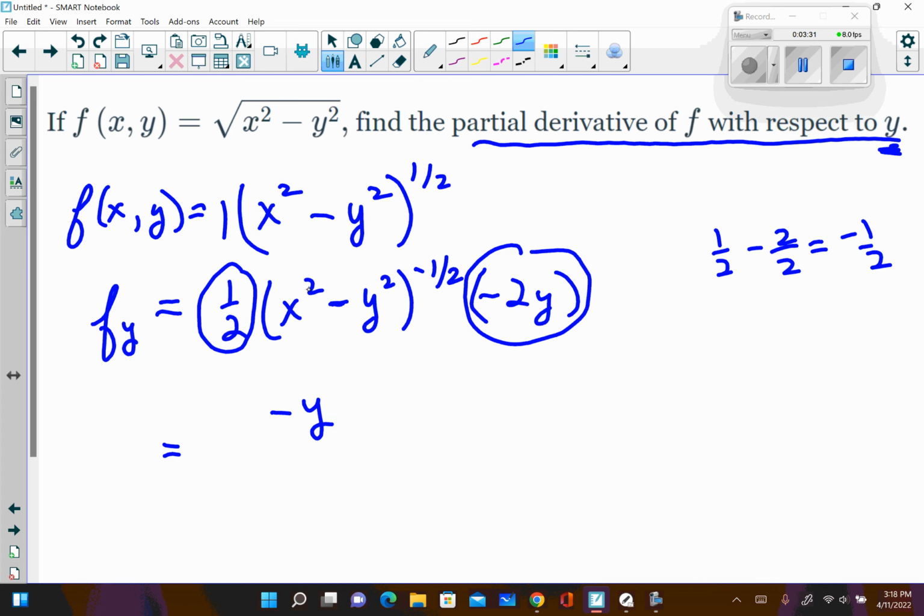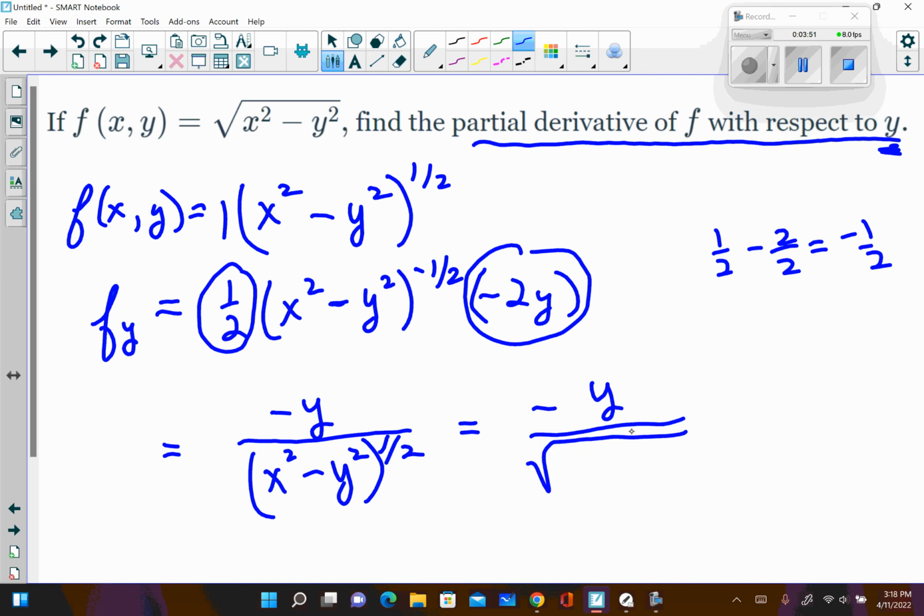And this expression with a negative exponent, if we put it into the denominator, it becomes x squared minus y squared to the positive 1/2. The exponent becomes positive because I put that in the denominator. So that's the answer, which also could be written negative y over the square root of x squared minus y squared.